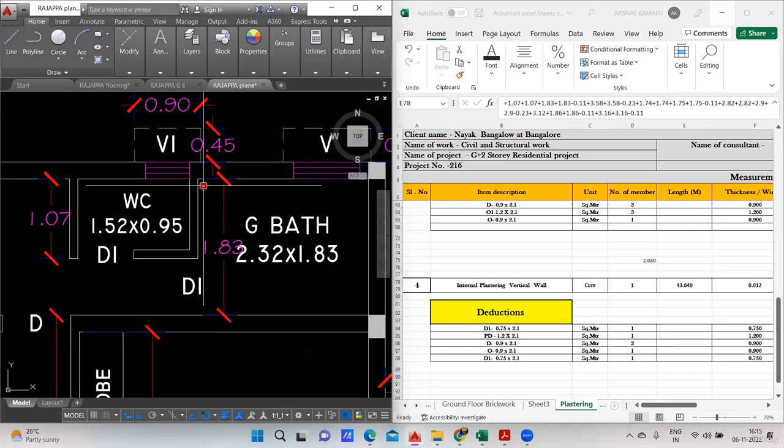Again, in this portion I've taken from here to here. Now you may think, sir, your plastering will happen only up to here, isn't it? Then why did you take one complete 1.83 meter? See, this 1.83 because the door is coming. Just imagine how your building will look.